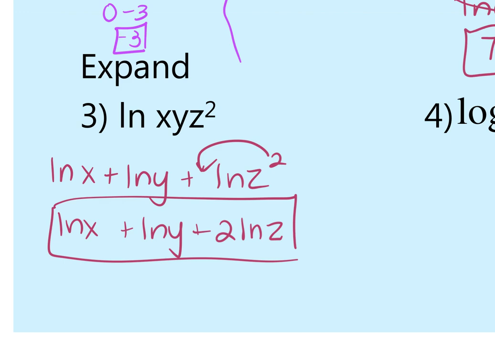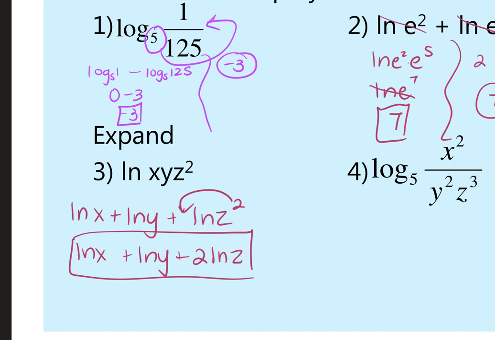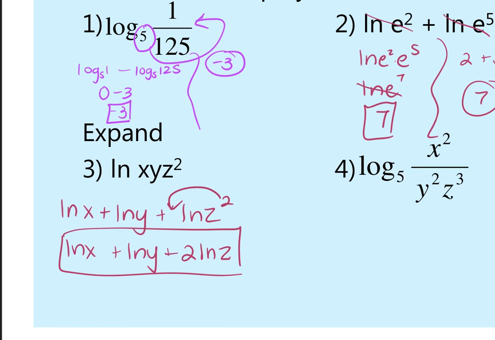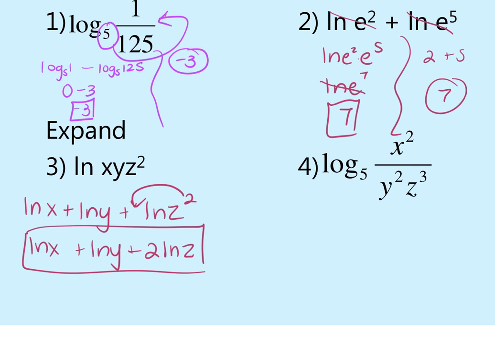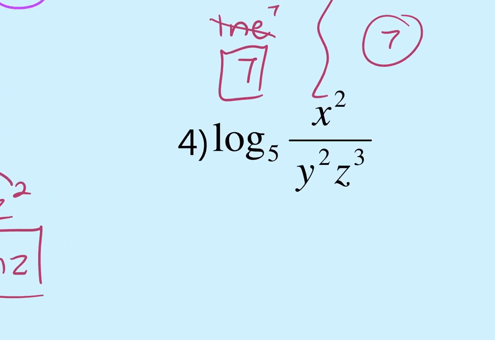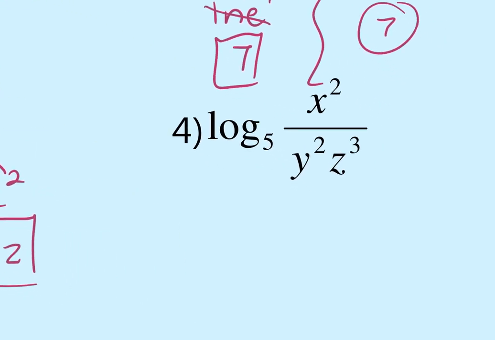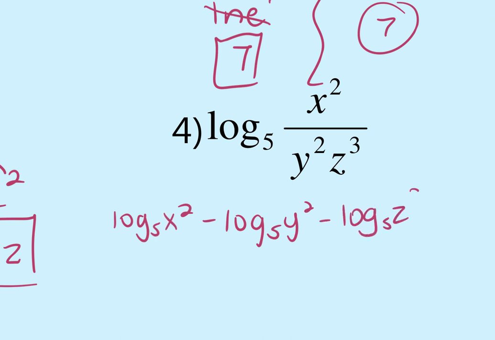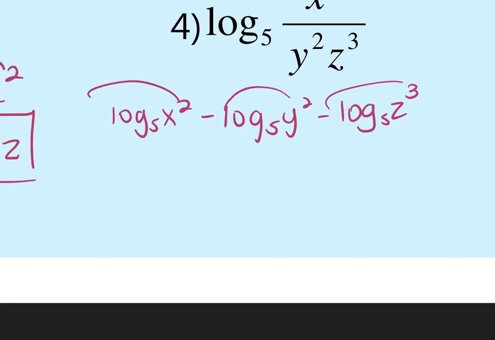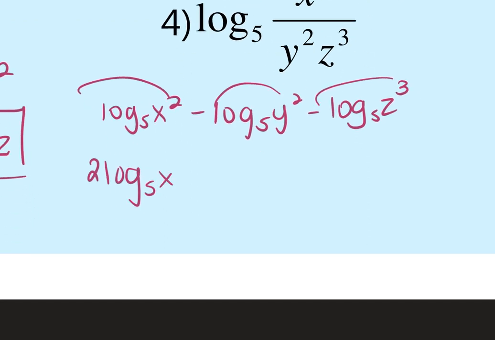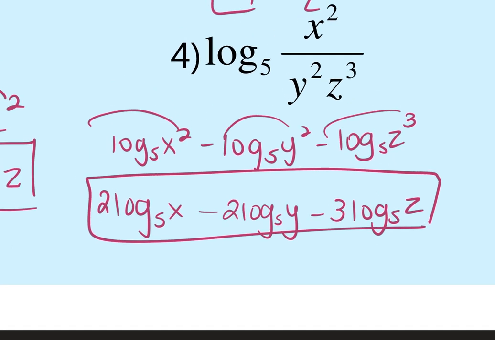Questions on that one? And then 4, you've got multiplication and division here. Whatever's in the bottom gets a minus, whatever's in the top gets a plus. So this would be log base 5 of x squared minus log base 5 of y squared minus log base 5 of z to the third. And then all those exponents bump to the front. So 2 log base 5 of x minus 2 log base 5 of y minus 3 log base 5 of z. Make sure you bump the exponents.